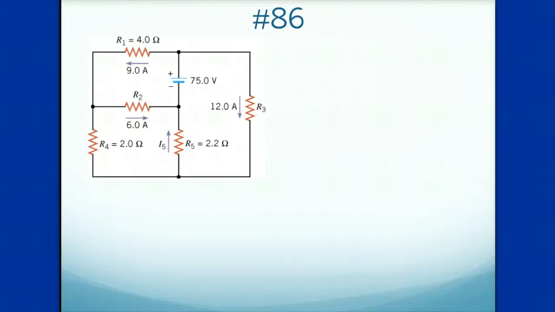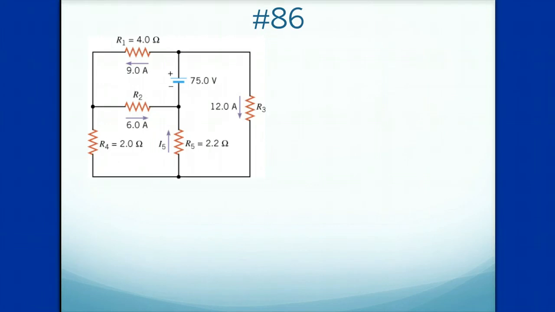All right, number 86 is probably the most challenging but most fun to solve. We only have one battery, but the resistors are connected so weirdly, so crazily. They're not really parallel, they're not really in series with each other. It's just all jumbled up together.